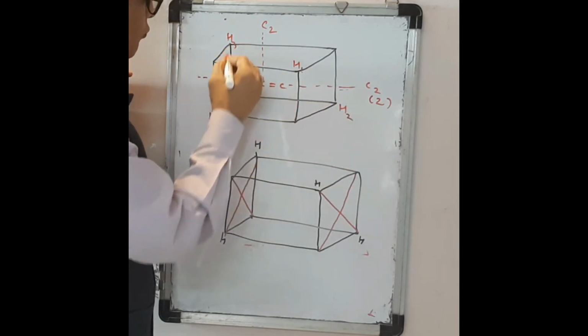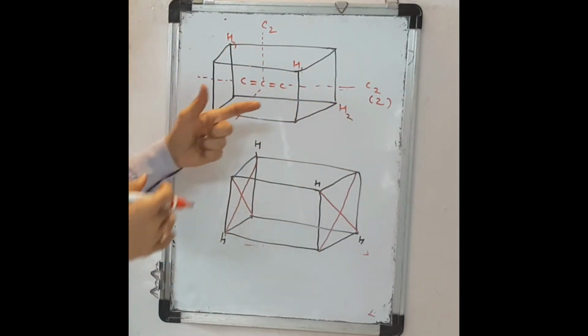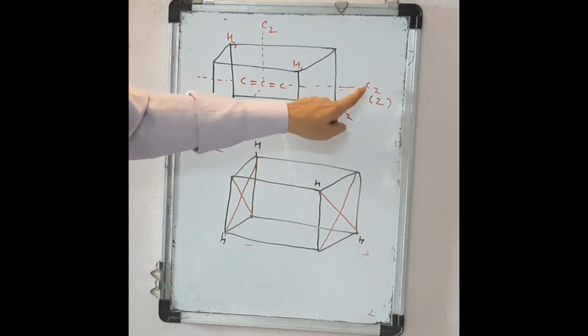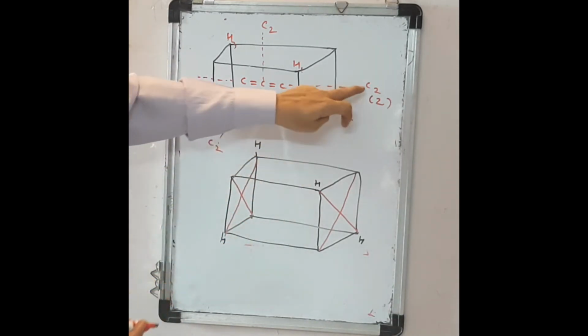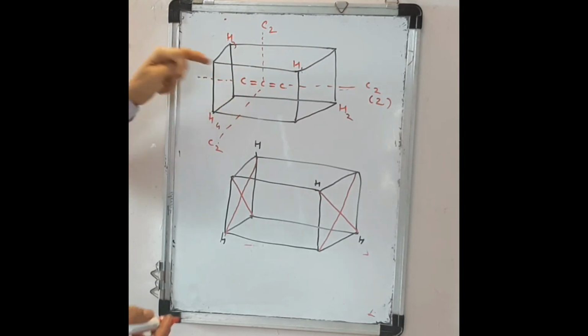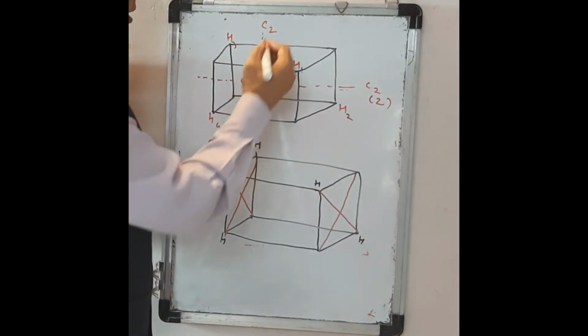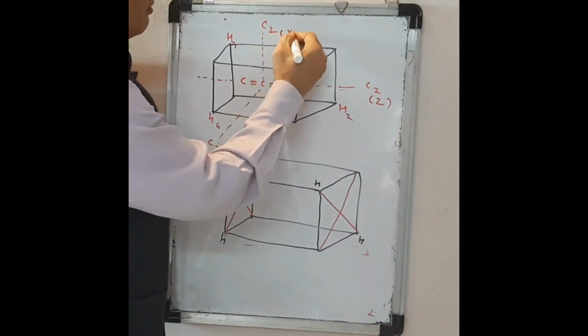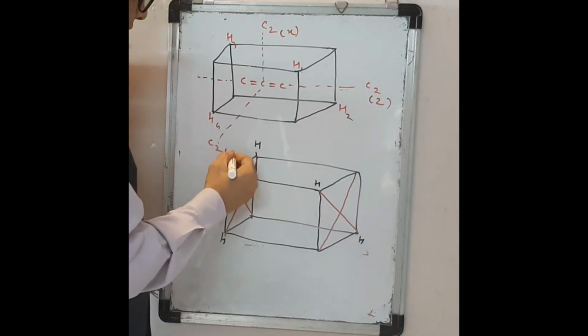Now if this molecule is rotated by 180 degrees, then 1 is shifted to 2 and 3 would be shifted to 4. Another rotation by 180 degrees gives the original configuration. So this is our C2 axis. In addition to the C2 axis, there are two C2 axes collinear with the x and y axis. This is our x axis and this is y axis.